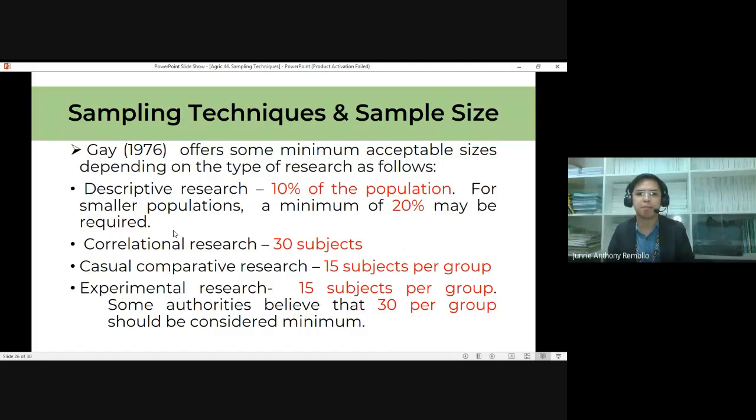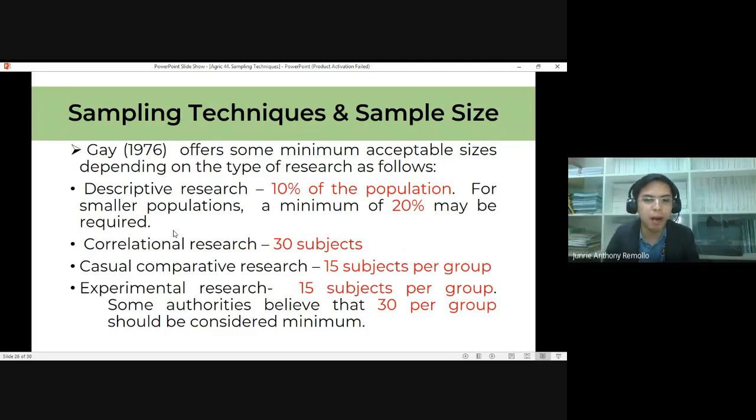That would be better. And for correlational research, when you say correlation, we are actually studying associations from one trait or one variable to another. This is common in experimental research, especially in plant breeding, wherein you do correlation. So the minimum is 30 subjects so that your data could be acceptable and valid.